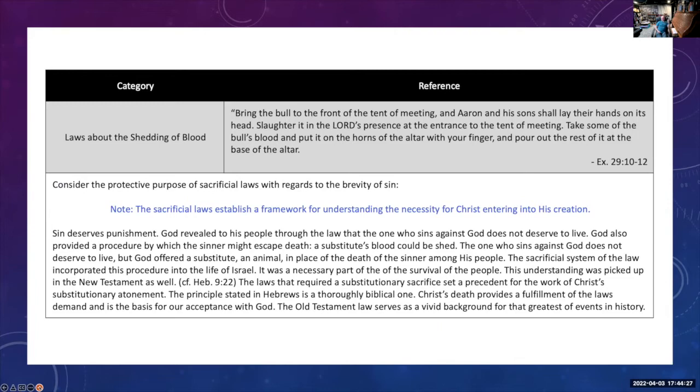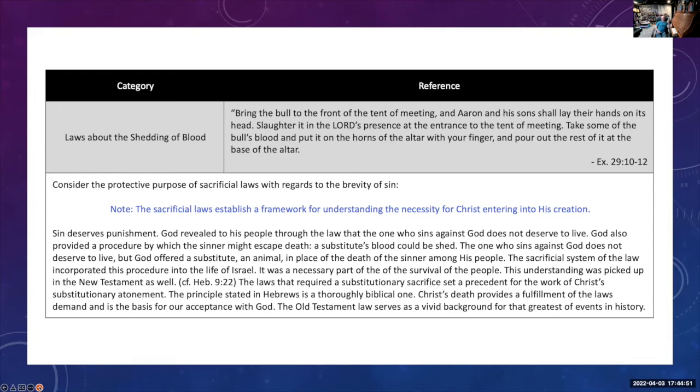There are laws about the shedding of blood. Consider the protective purposes of sacrificial laws with regards to the gravity of sin. The sacrificial laws establish a framework for understanding the necessity for Christ entering into his creation. So understanding why the shedding of blood was important helps us know why Jesus had to come, and the gravity of sin. Sin deserves punishment.